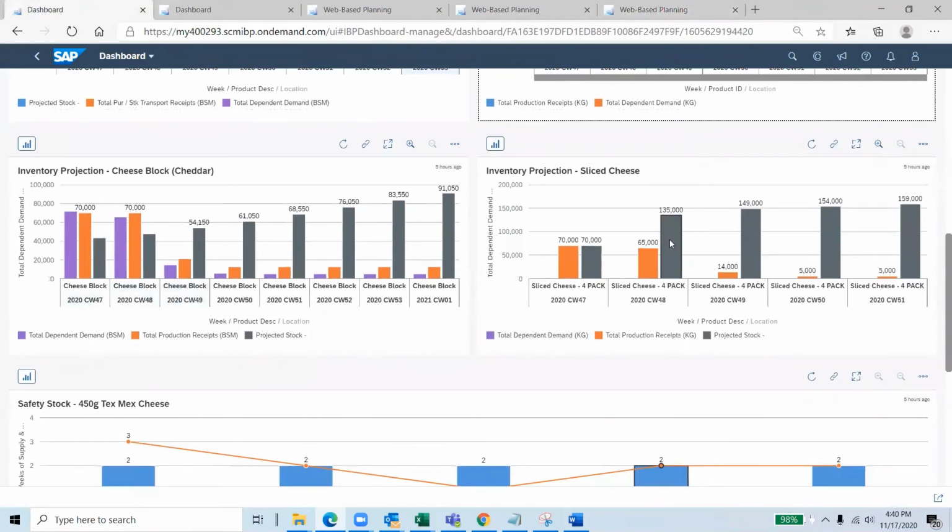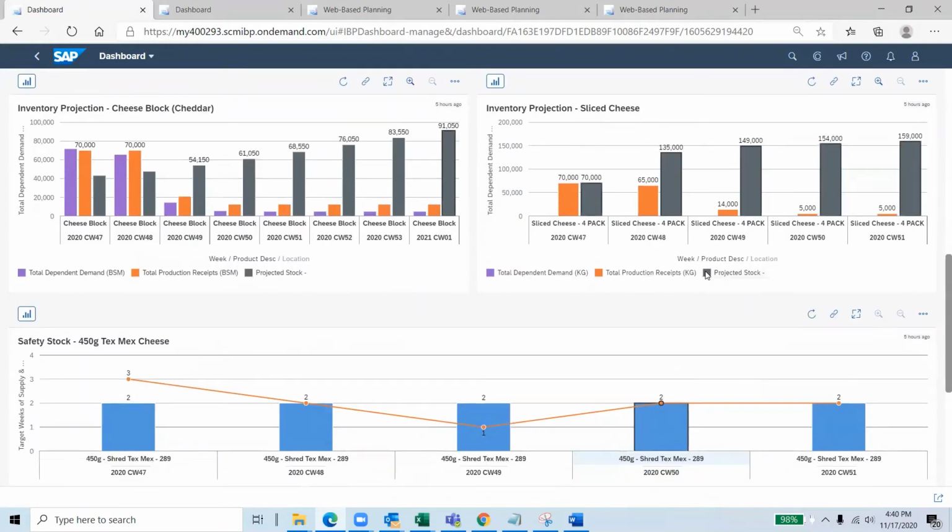Projected inventory chart is sitting here that gives the planner an idea about how much projected inventory in the future he is going to be sitting upon, thereby allowing him to make any adjustments that he would need to either the production numbers or the supply numbers that are coming in.